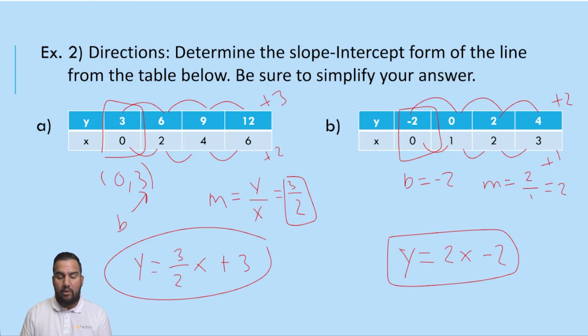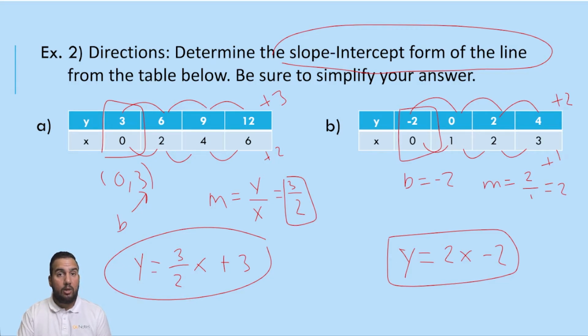Okay? Y-intercept at the end in slope-intercept form, and the slope is always in front of the x. Now, some people may ask, why am I using the slope-intercept form to create a line? Think of the name. Slope has a slope. Intercept is the y-intercept. Hence the name slope-intercept form.